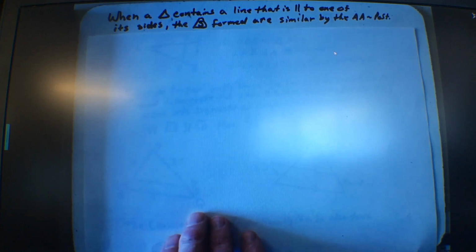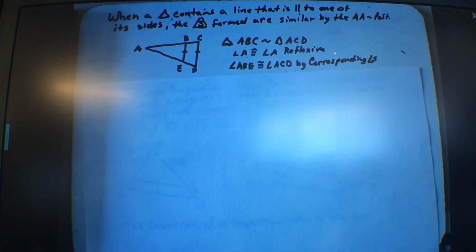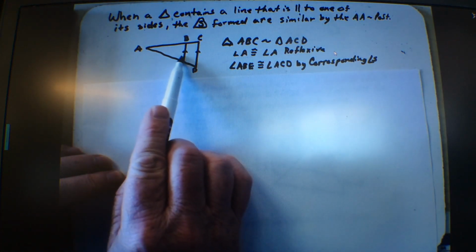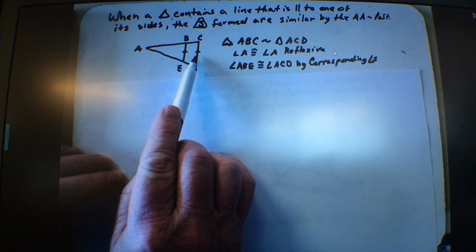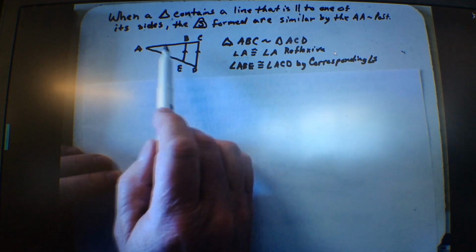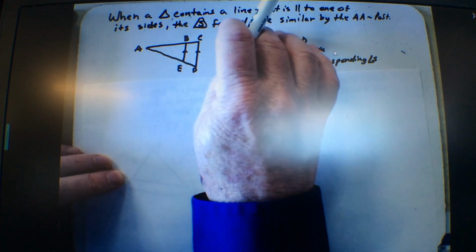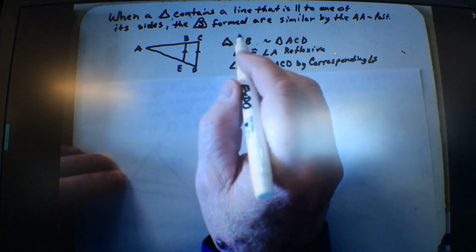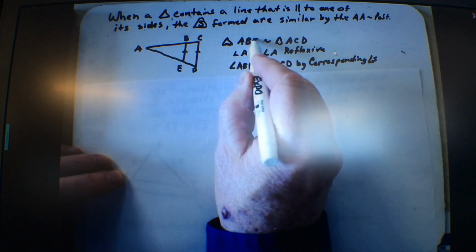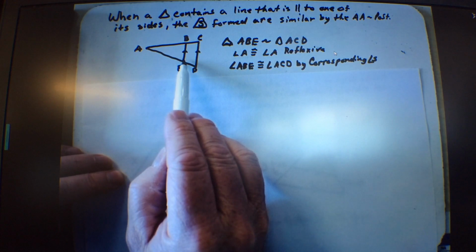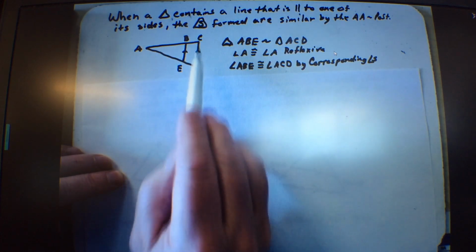AA similarity postulate. So what I'm saying is, if we have a triangle and we draw a line, and this line can be anywhere in here, but it's parallel to a third side, what we're saying is this little triangle here, ABE, is similar to the triangle ACD.